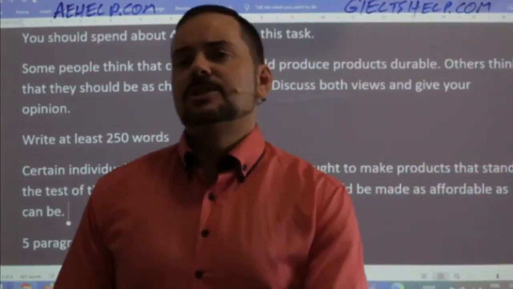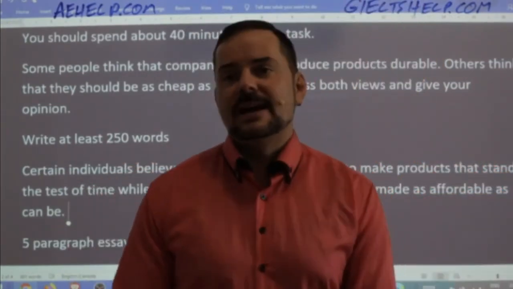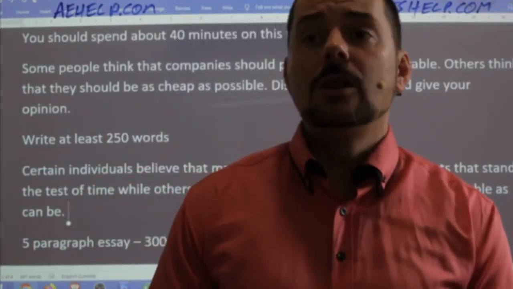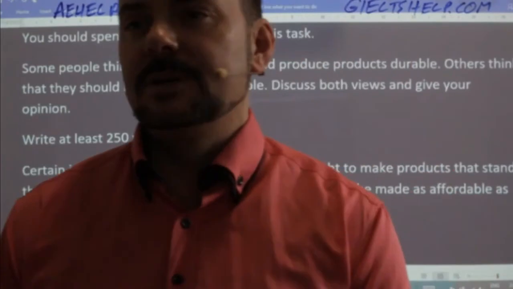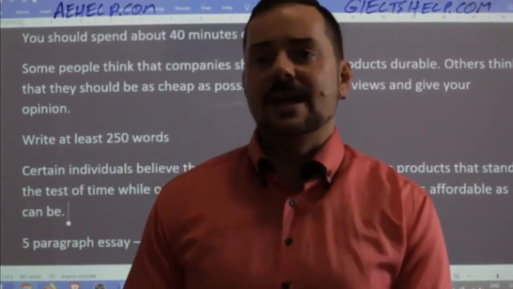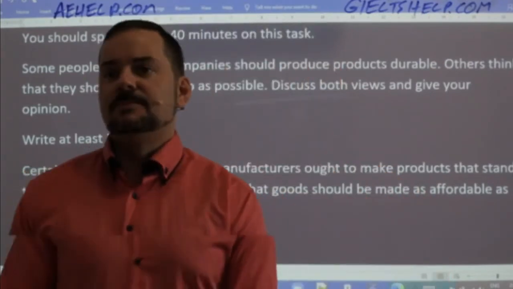Okay. Rajveer says some individuals ascertain that factories should create items that can be used for a long time. Others argue that companies should produce products that are competitively priced. Okay. Explain both sides. All right.